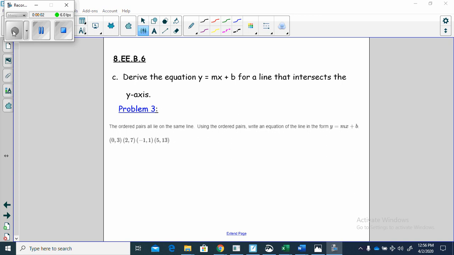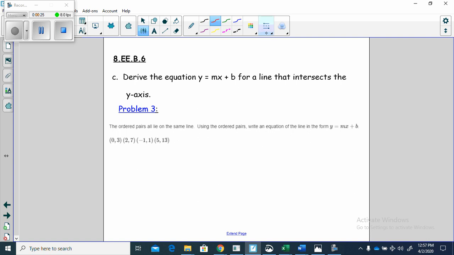This is problem three of eight EEB6. Derive the equation y is equal to mx plus b for a line that intersects the y-axis. Problem three, the ordered pairs all lie on the same line. Using the ordered pairs, write an equation in the form y equal to mx plus b. So as usual, we're trying to write a linear equation.